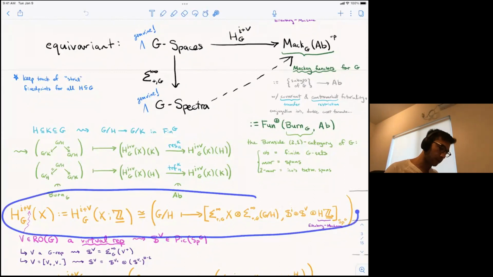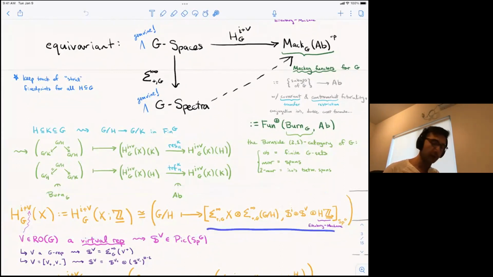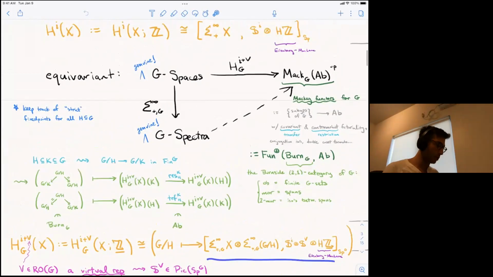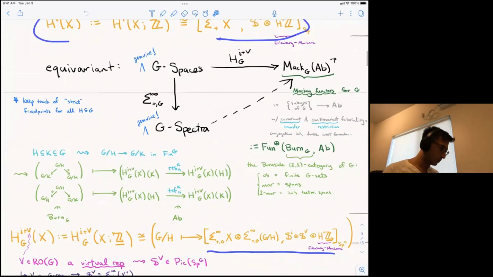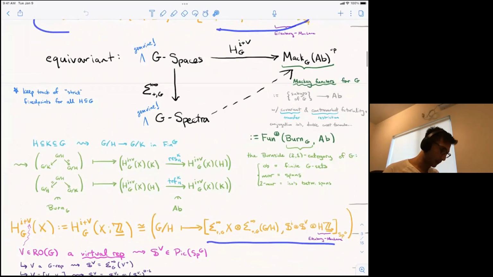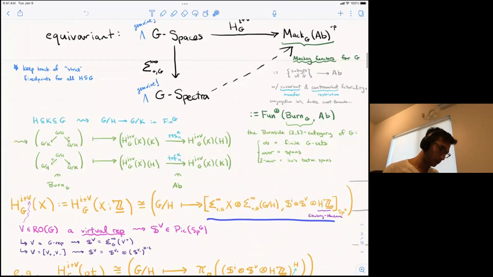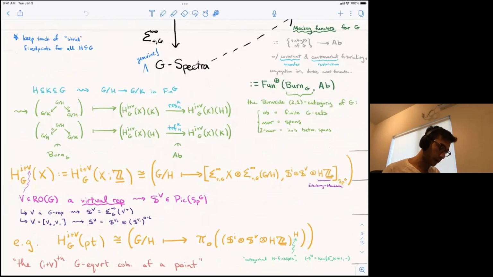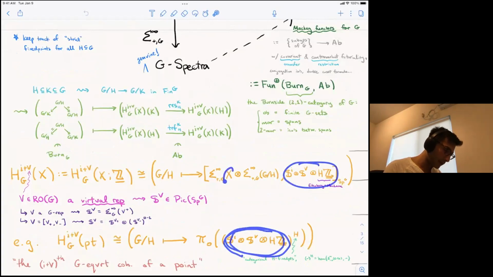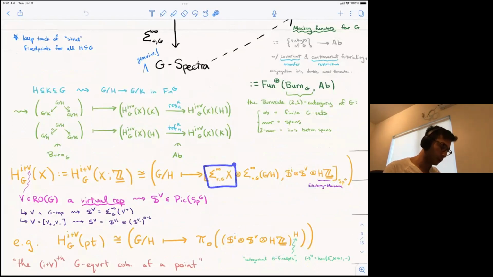So this is the general formula for equivariant cohomology as homotopy classes of maps of G spectra, just like ordinary cohomology was homotopy classes of maps of spectra. So this is already interesting and non-trivial in the case where the space is just a point. So there it is. This formula simplifies a bit. So the target here just shows up there. And now X is just a point. And so this is the sphere spectrum. And so it just drops out when you're tensoring with it.